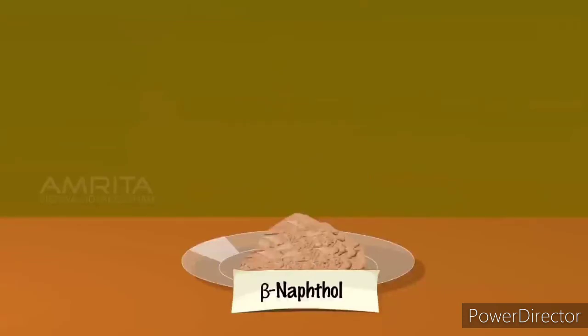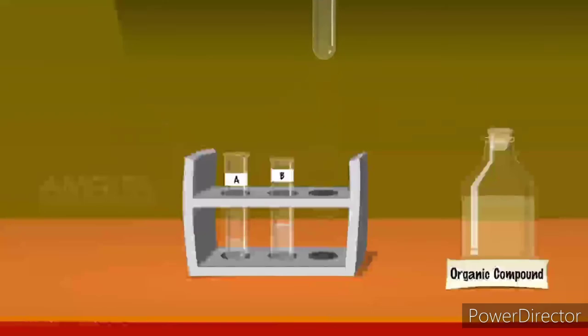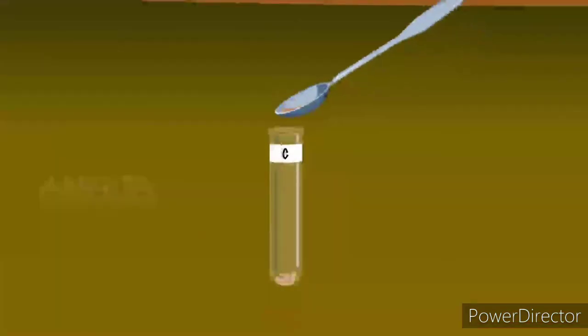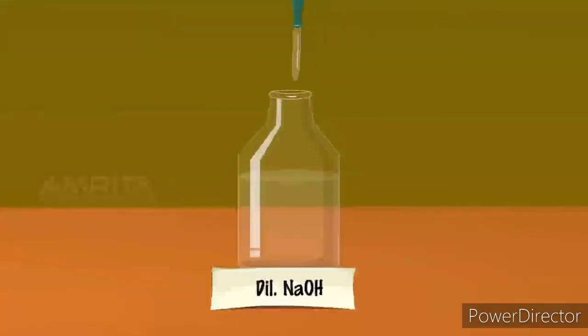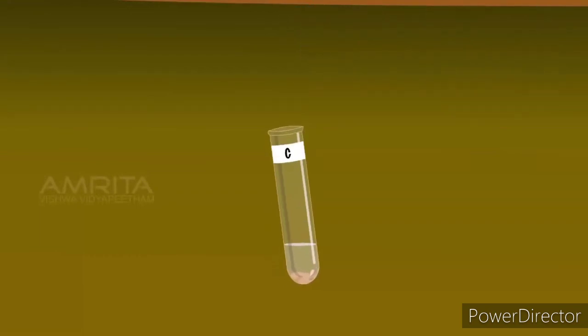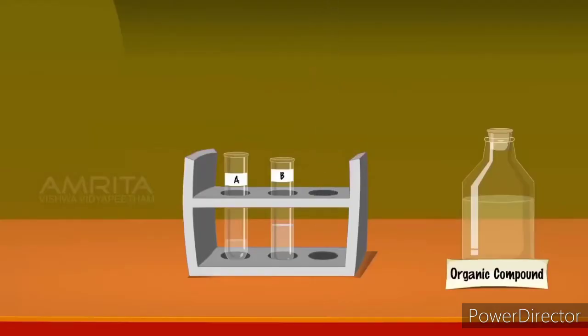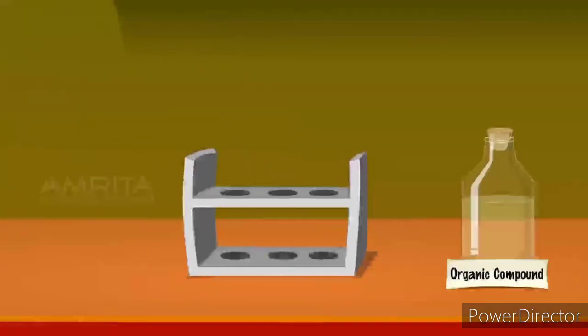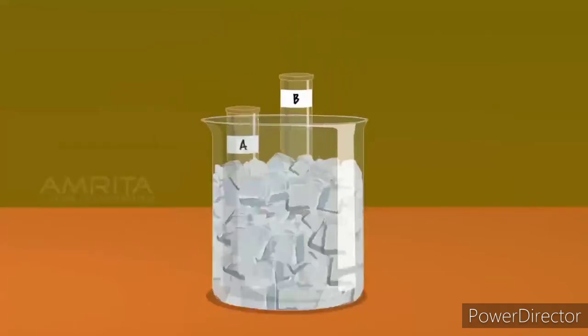Using another spatula, take a small quantity of beta-naphthol. Transfer it into test tube C. Using a dropper, take a small quantity of dilute NaOH. Add it into test tube C and shake the test tube well to dissolve naphthol. Take the test tubes, place them in an ice bath and cool the test tubes for some time.